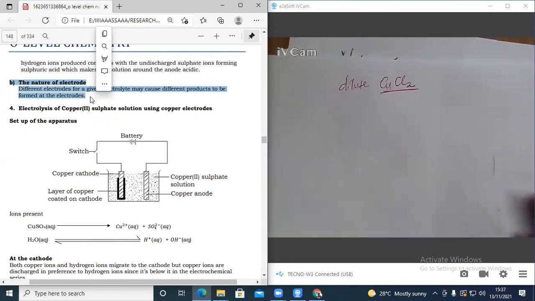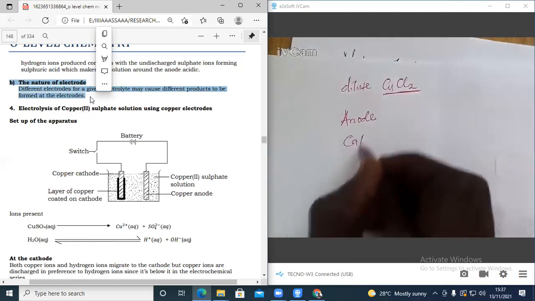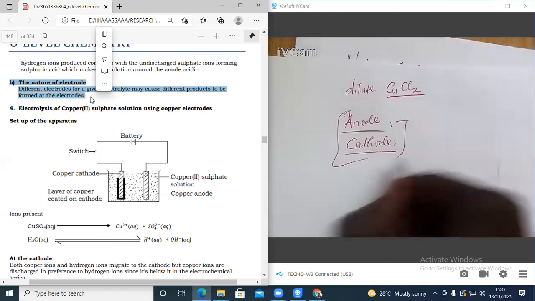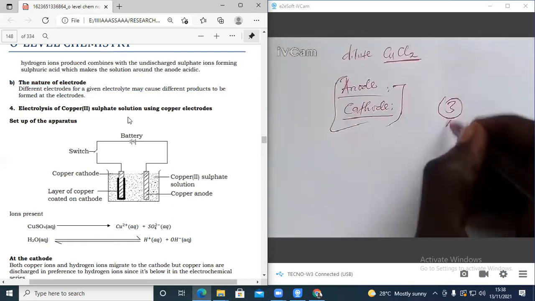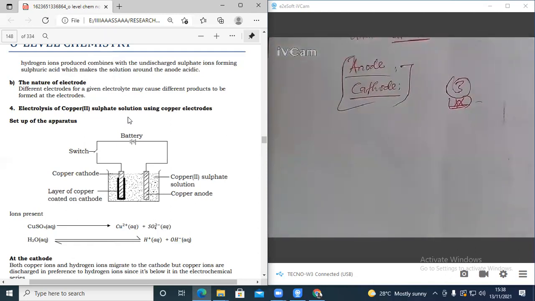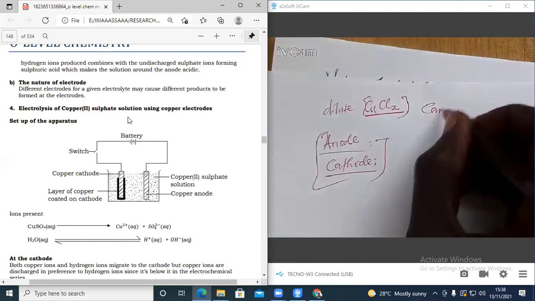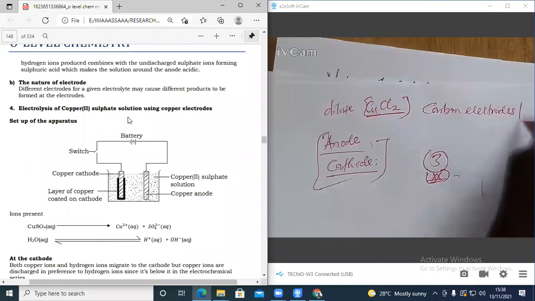dilute copper 2 chloride, what is found at the anode and what is found at the cathode? I'm giving you about how many minutes? Two or three, actually three, to give me the correct answers here. I want electrolysis of copper 2 sulfate using carbon electrodes, or platinum.